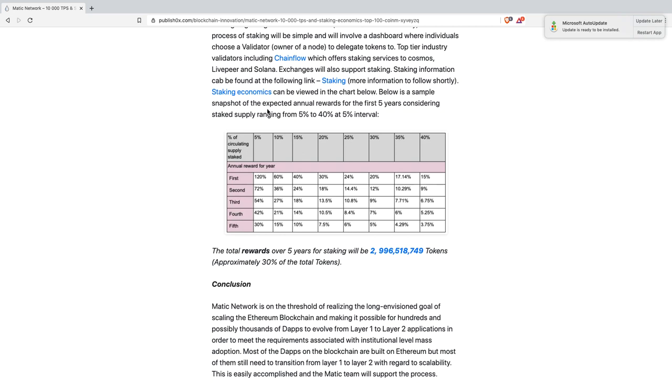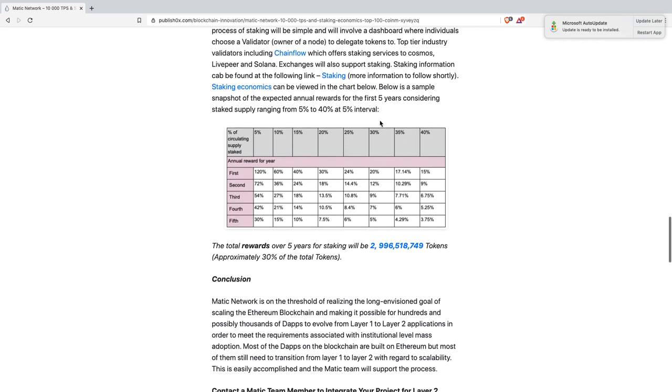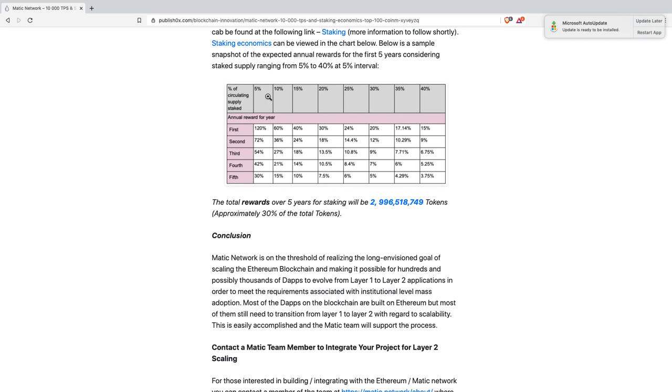Below is a sample snapshot of the expected annual rewards for the first 5 years, considering staked supply ranging from 5 to 40%. So, if we look at 5% staking of the tokens, your rewards will be 120%. If it's 10%, 60%. If it's 30%, you'll still get 20%. With 35% of tokens staked, still 17.4%, which is very, very high. These amounts decrease over the years.